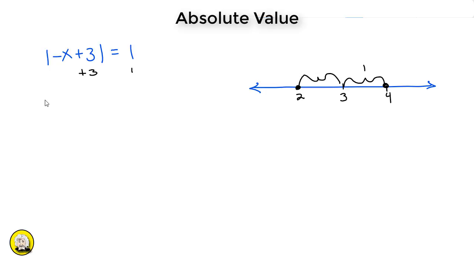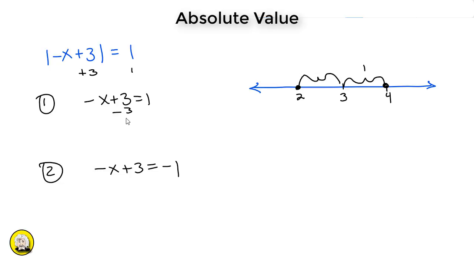And let's check that by solving the equation with our positive and negative equalities. So minus x plus 3 equals 1. And likewise, we know minus x plus 3 could equal -1. So in this case, I will subtract 3 from both sides. Get minus x equals 1 minus 3 is -2. Divide by -1 on both sides, and positive x will equal positive 2. Sure enough, we have one of our equalities.